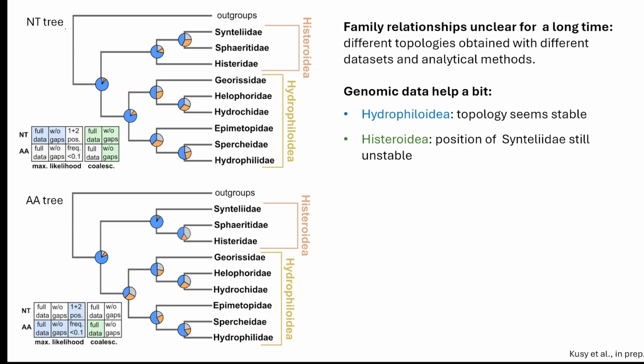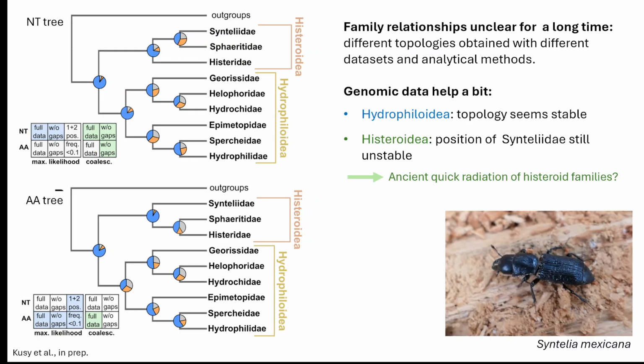These two trees show you the two topologies which both can be correct. We did lots of topology tests, and it seems that this instability is not based on methodological issues. It probably reflects some biological problem behind, and one of them can be the ancient quick radiation of histeroid families.